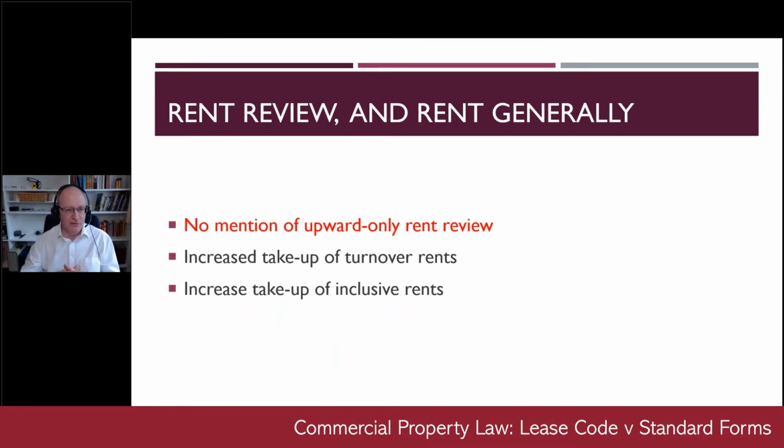As to rent review and rent a bit more generally, well, this is a bit odd because the code, when it talks about rent review, focuses only on procedural matters. It doesn't deal with the basis of rent review. It doesn't deal with upward only rent review. It simply recommends that leases should allow each party to start the rent review process, which is fairly normal anyway.